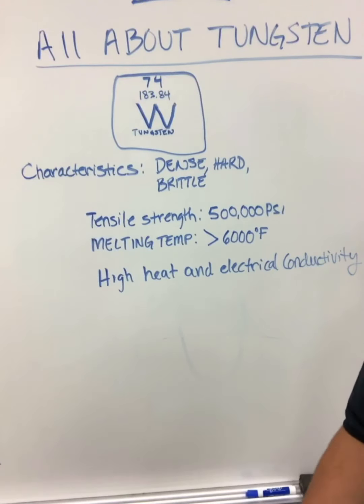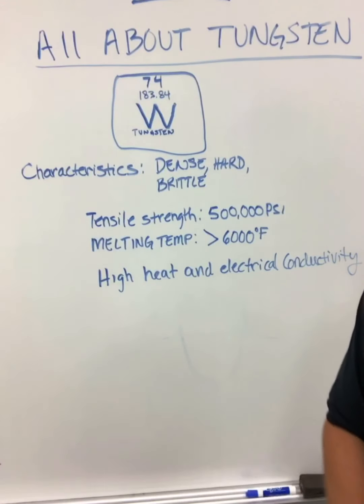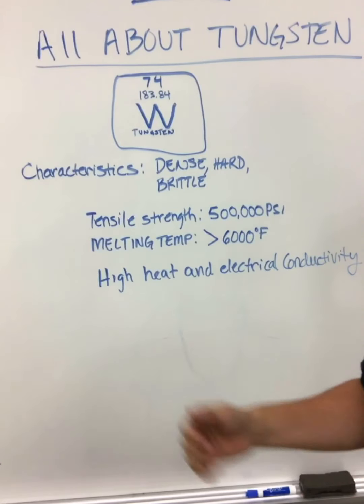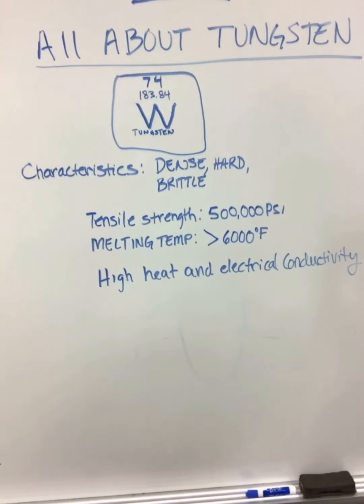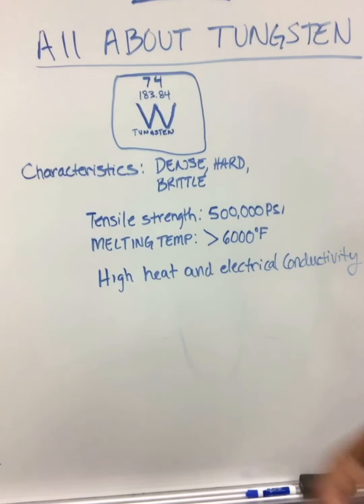Some characteristics: tungsten itself is a silvery whitish metal. It is dense, hard, and brittle. Pure tungsten is actually softer and more malleable than anything that's less than pure. So the more pure you get, the more it'll actually have some flexibility to it, or it'll be a little bit softer. With that really being said, its tensile strength is 500,000 pounds.